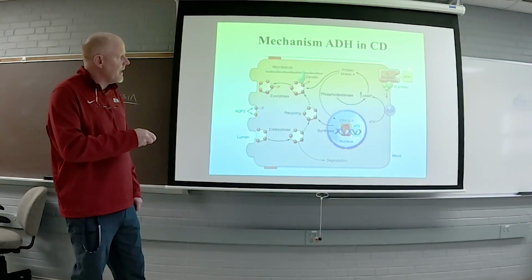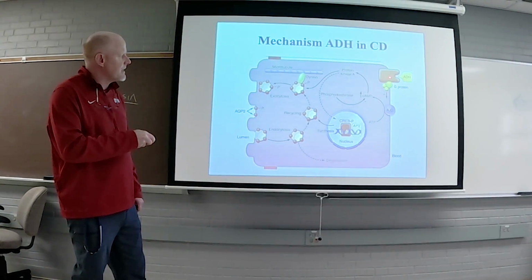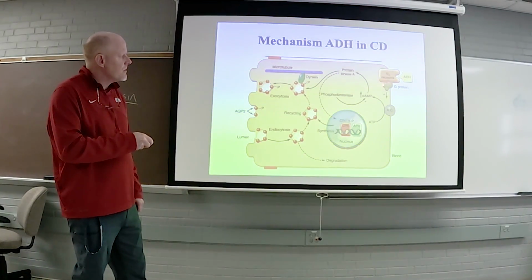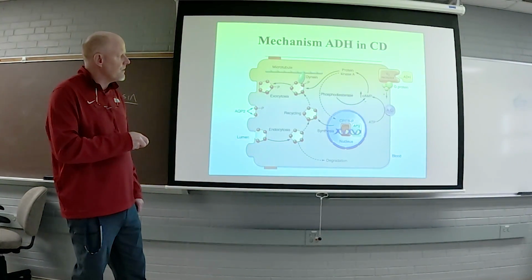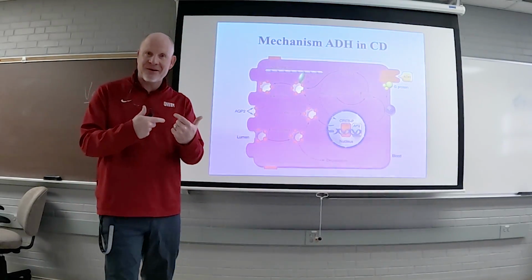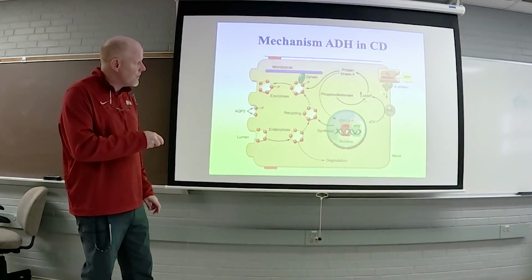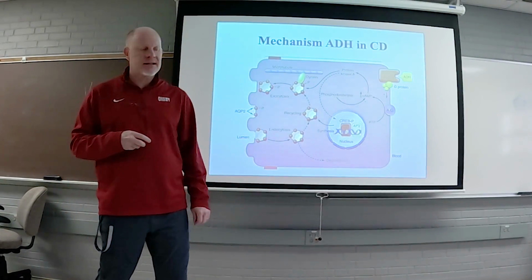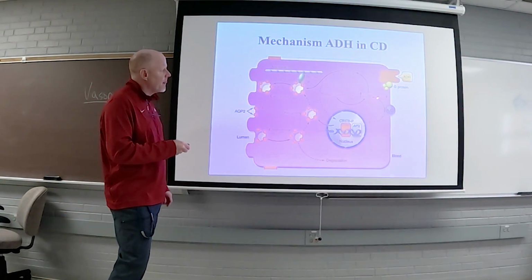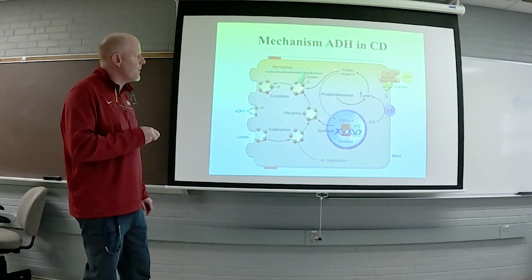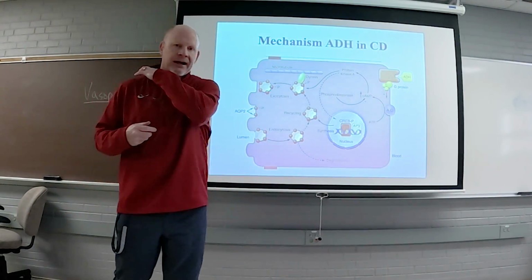ADH is traveling through the blood, leaves the blood, binds to its receptor on the epithelium of the collecting duct, changes the shape of the G-coupled protein, which pops GDP off and adds GTP to the alpha subunit, which then will turn on AC, adenylate cyclase, and you get an increase in cAMP. All right, and cAMP, remember, always is going to turn on protein kinase A, or PKA.